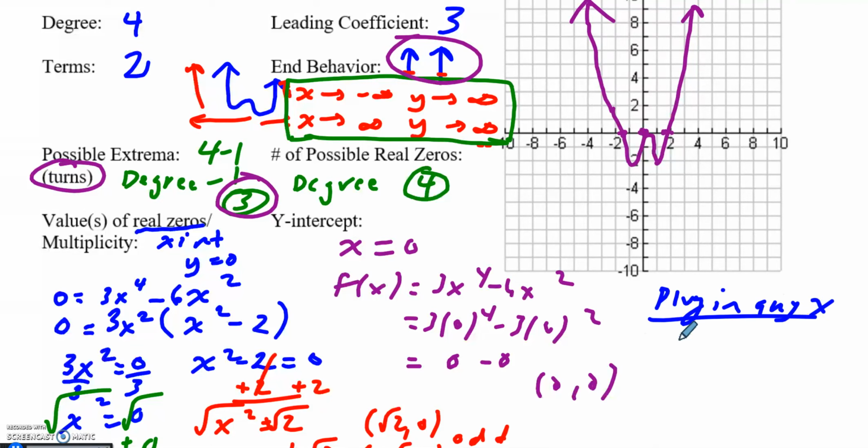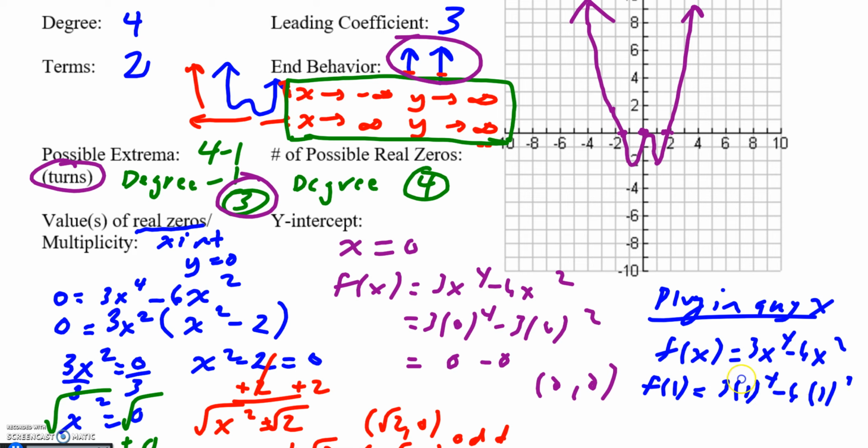Like for instance, if this is my original function, f of x equals 3x to the fourth minus 6x squared, if I want to know what happens when x equals 1, I could plug in f of 1 and have 3 times 1 to the 4th minus 6 times 1 squared, which would be 3 minus 6, or negative 3. So I know that the point, plug in 1, get out negative 3, is on my graph.